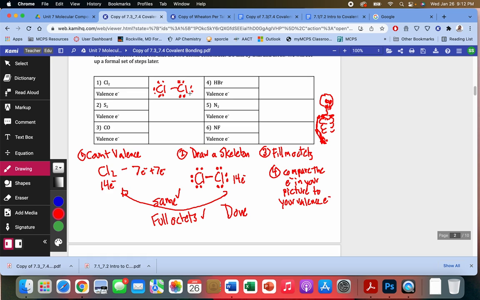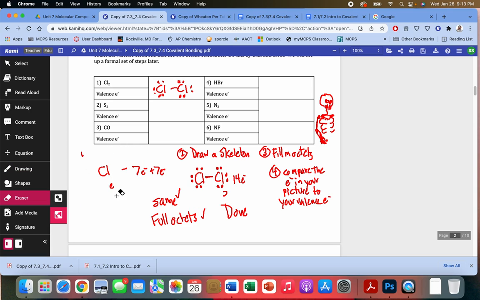But what do we do if it doesn't work? What do we do if it doesn't work? Well, let's try that. Let's see what we can do. Well, let's erase some junk. Let's see if we can make this thing happen.